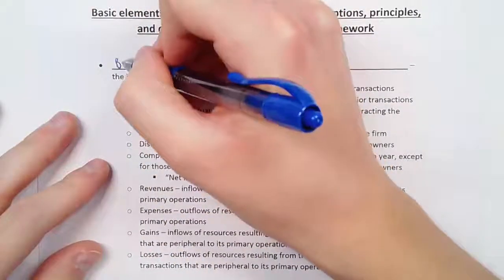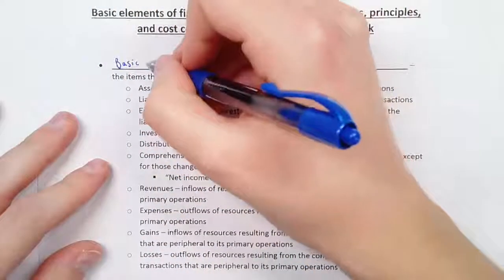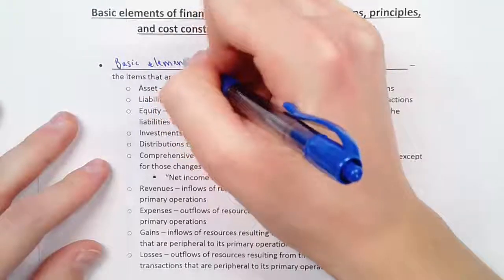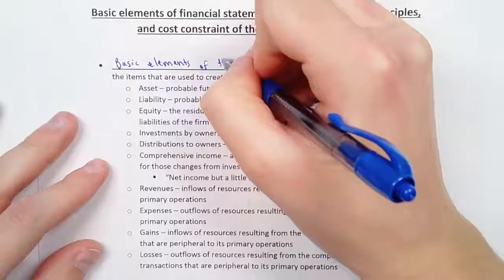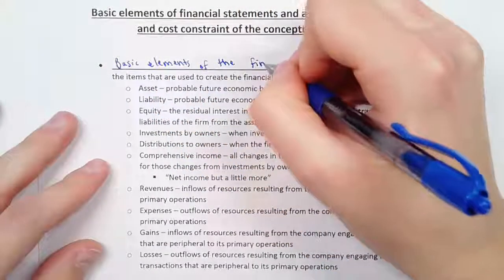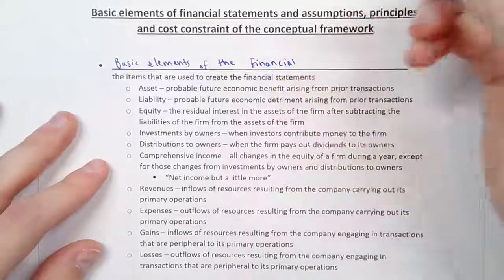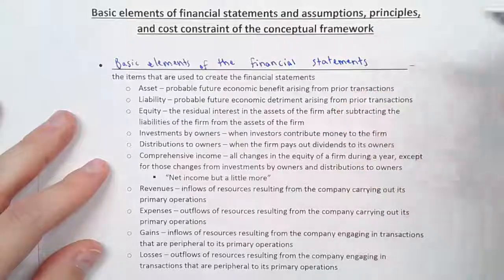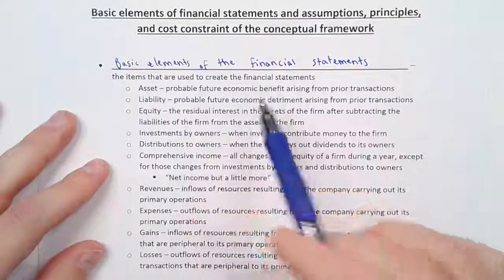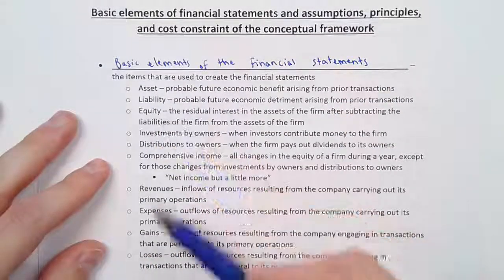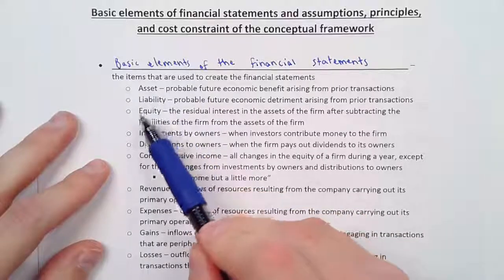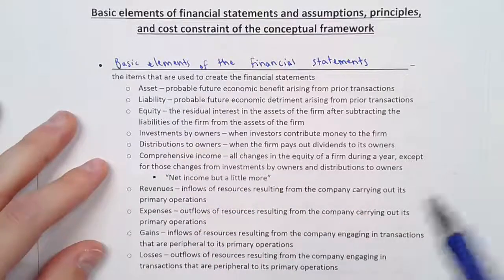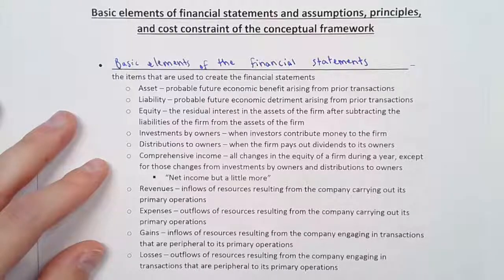Okay, so we're going through the basic elements of the financial statements. Okay. And so what are these things? They are the items that are used to create the financial statements, right? So if we just skim down here really quickly, we could see assets, liabilities, and equity are the first three. And we're going to use those to create something known as the balance sheet.